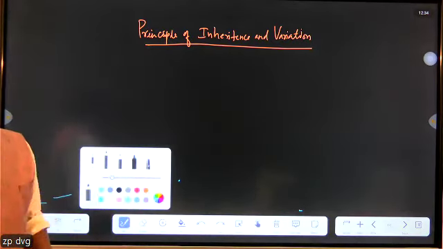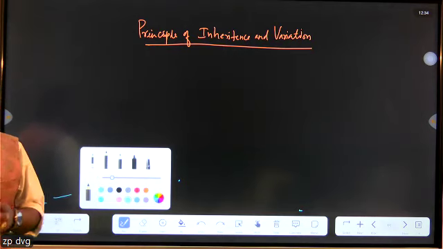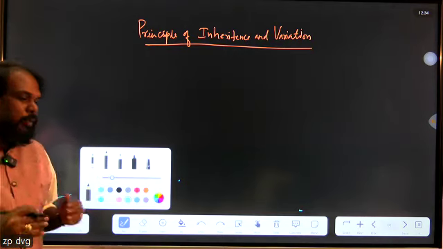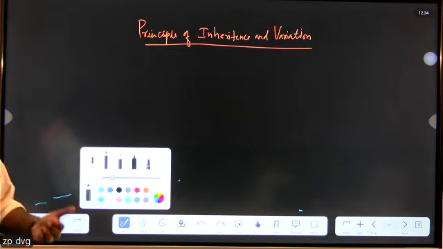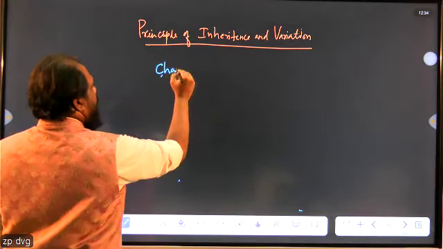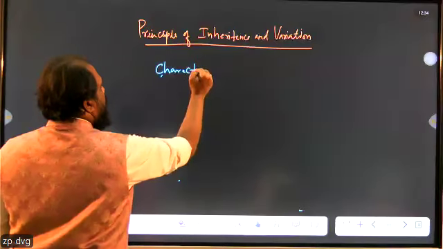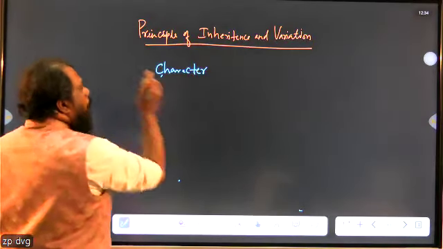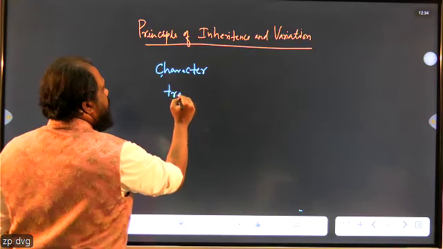One may be a dominant allele. The other one may be a recessive allele. We'll see what is a dominant allele and recessive allele. Before that, we'll discuss what is a character, because these are the terms we are going to use in this particular chapter, and what are traits.